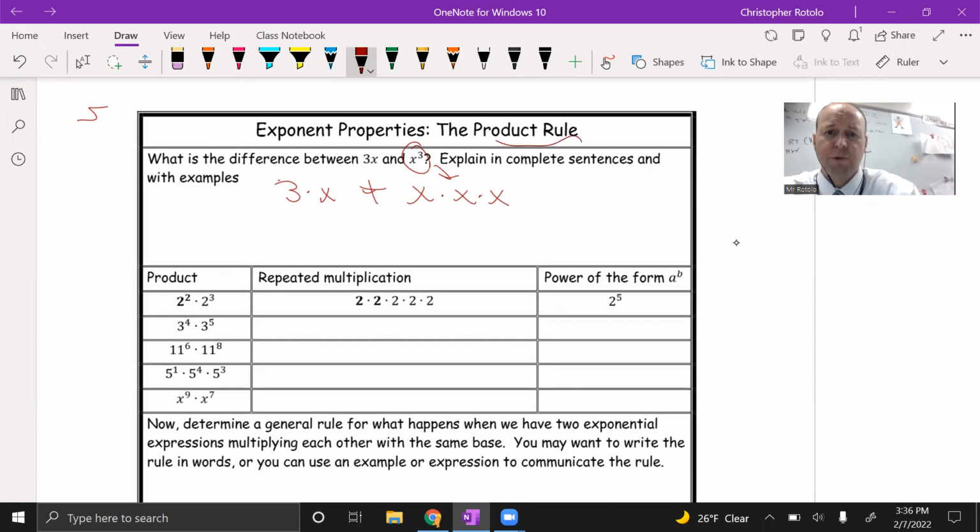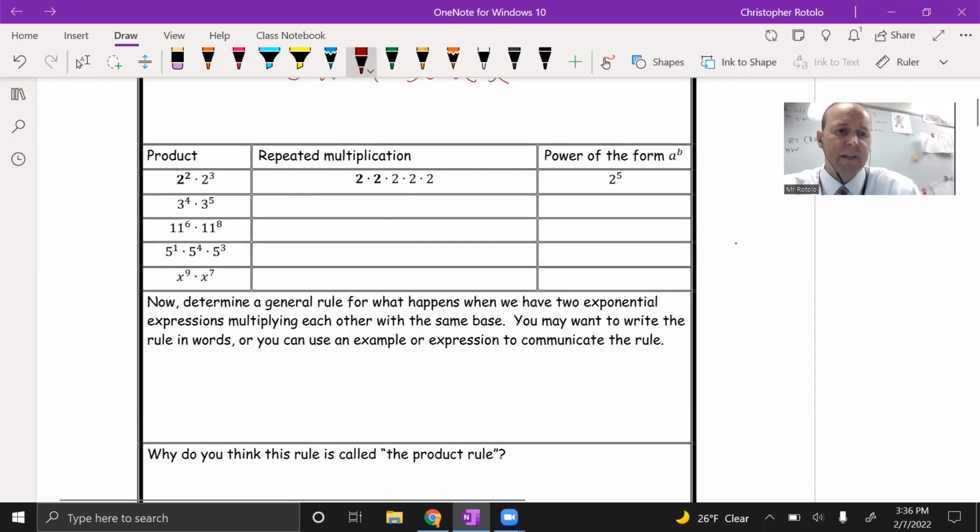So we're trying to get to our first rule today, which is the product rule. And you can see the first one's written out. 2 squared means 2 of them. 2 to the third means 3 of them. So when I look at it all together, I have 5 of them. If I have 3 to the fourth, that's 3 times 3 times 3 times 3. And 3 to the fifth, 1, 2, 3, 4, 5. But altogether, I have 3 to the ninth power because there's 9 of them.